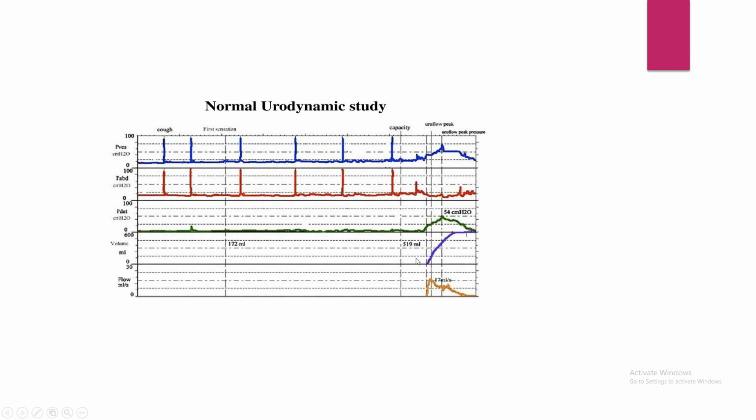Now, when you see this voiding graph, can you see the vesical pressure rises there? There is no abdominal pressure rise. Detrusor pressure rises maximum 54 centimeters of water. It should be less than 70, so it is 54. That means it is normal. Volume voided is 519 ml. And this is a bell-shaped graph, and the maximum flow rate is 17 ml per second. So this voiding graph is also normal.